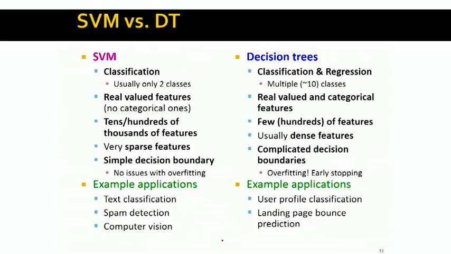To end our discussion of decision trees and of the machine learning topics, I want to also briefly compare support vector machines and decision trees, and which of these two methods should be used in a given case. Support vector machines are generally used for classification, usually binary classification being the most common case. They are used for real-valued features, right? Because we think about a decision boundary in this Euclidean space.